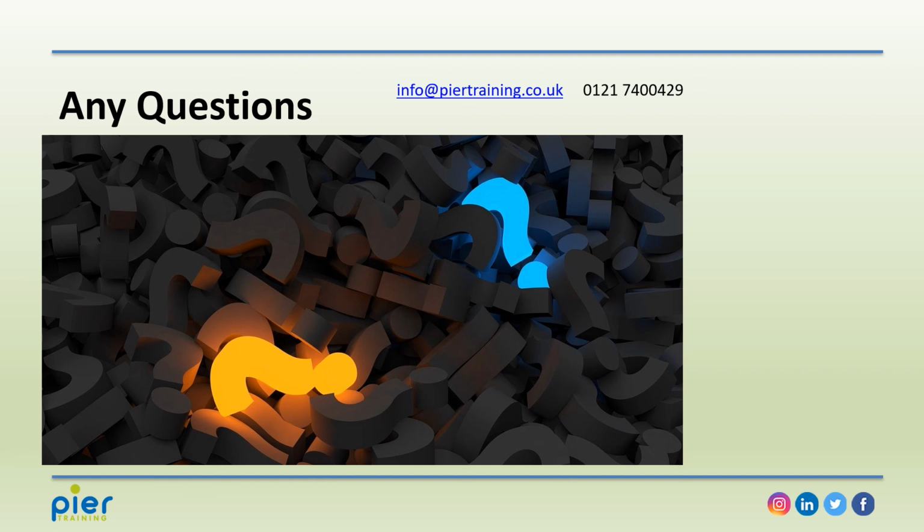So if there are any questions, of course you can go to your contact within your workplace, but we have a dedicated email, info@peertraining.co.uk, and a phone that is manned between the hours of 9 to 5 on 0121 7400 where you can feel free to email or ring to ask any questions.